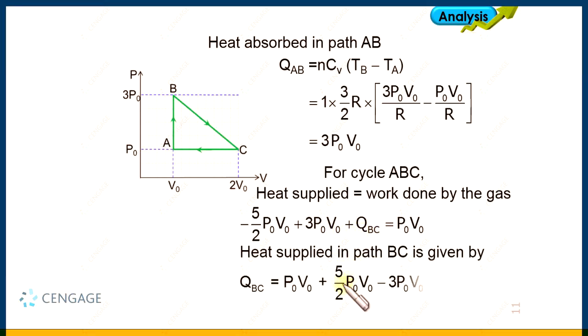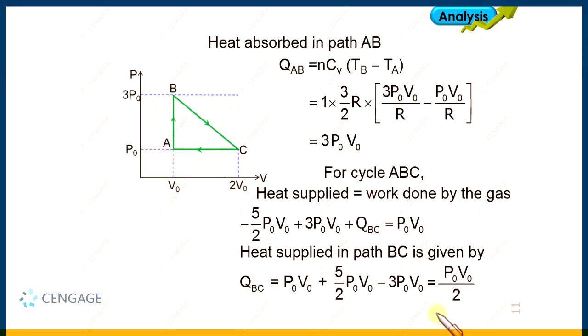So, let us calculate this value. On calculation, we will get the value equal to P naught V naught divided by 2. So, the heat supplied to the gas in this process is equal to P naught V naught divided by 2.